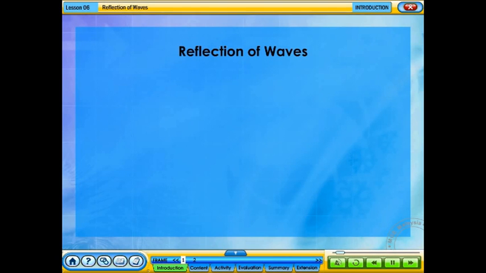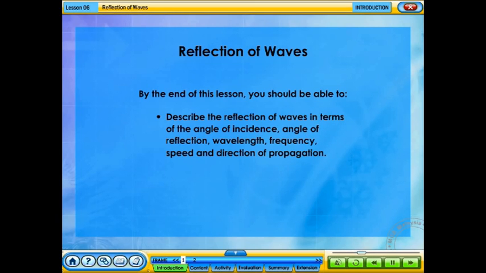Reflection of waves. By the end of this lesson, you should be able to describe the reflection of waves in terms of the angle of incidence, angle of reflection, wavelength, frequency, speed and direction of propagation. Draw a diagram to show reflection of waves.